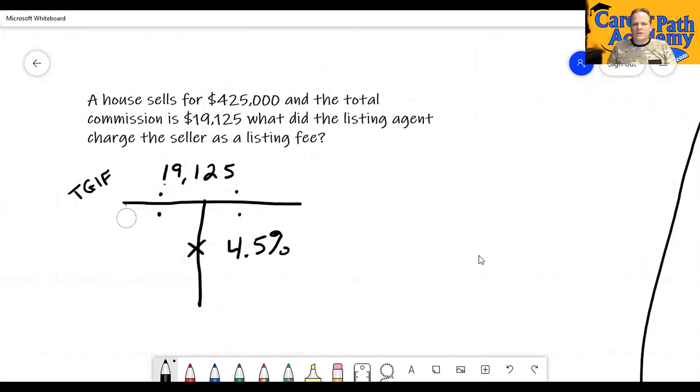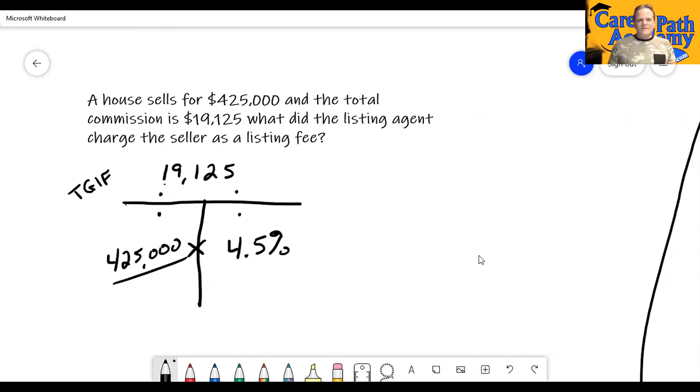If the total commission collected was $19,125 and the real estate agent charged 4.5% listing fee, what did the property sell for? 425. So you use the T formula to plug in the numbers. And you see, it's real easy to figure out when you got this T formula. 19,125 divided by 4.5% will give you the missing component over here. That would probably be the hardest way that it could be worded, right? If the total commission collected was 19,125 and the listing agent charged 4.5%, what did it sell for?